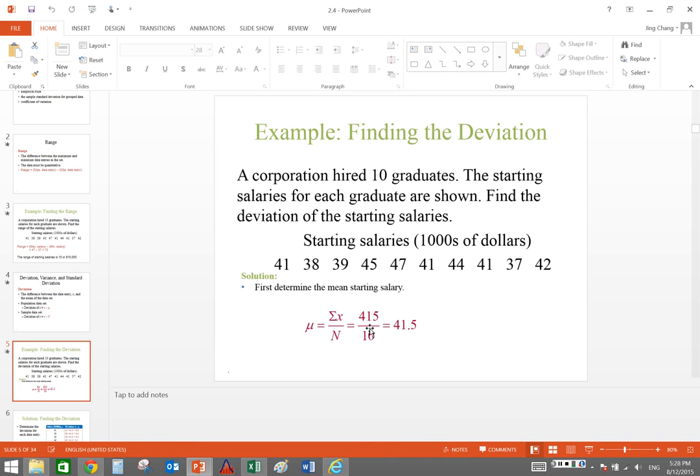Let's first find the mean. Now assume this is a population, because the corporation only hired 10 graduates and that's all. So that's the population. Now the population mean, you add all together, divide by 10, it's 41.5.